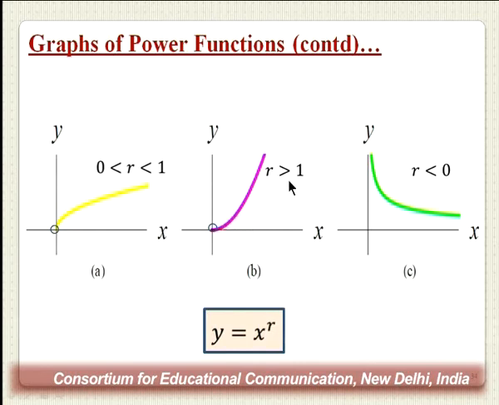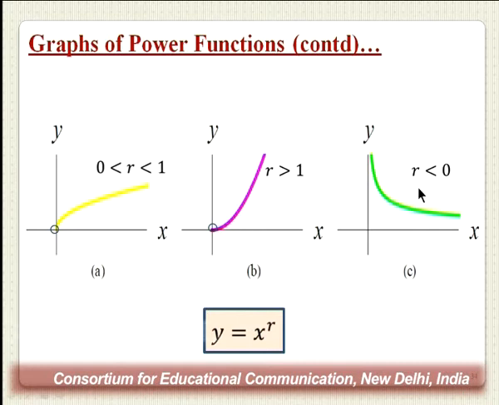If r is greater than 1, then what happens? Here again, to get a sense of things, let's suppose r is equal to 2. Then our equation becomes y is equal to x squared, and this is the kind of graph you would get for y equal to x squared, but only that part of the parabola which lies in the first quadrant, because we are taking x to be positive.